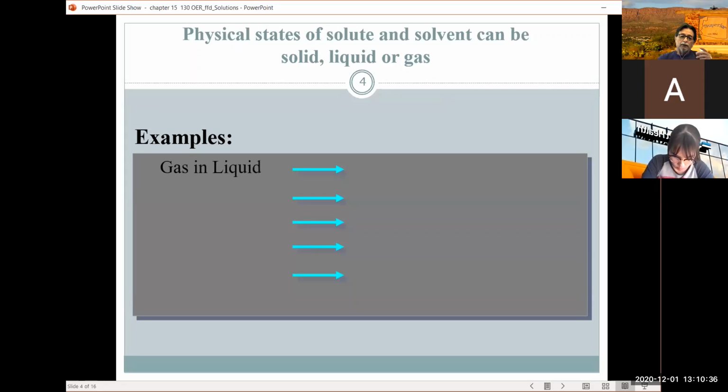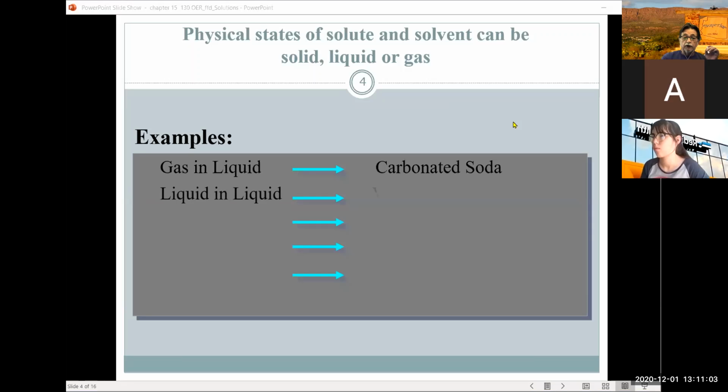Now, we have other examples of solutions. For example, a gas in a liquid: carbonated soda, or any type of gas in solution, like oxygen in water if you have a fish tank. The oxygen is very important for the fish. So a gas in a liquid is an example of a solution.